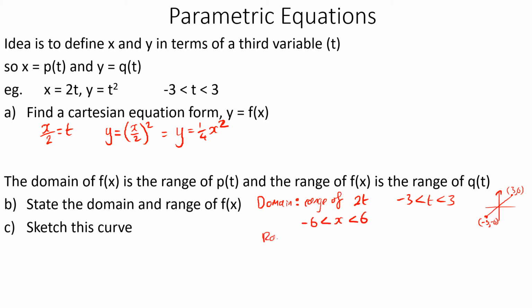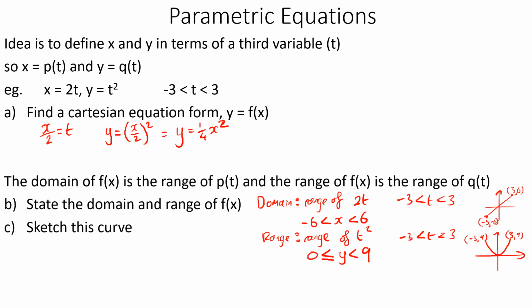Our range would be the range of what we're using to define the y values, which is t squared. And again, if we think about that between t is minus 3 and 3, we would get part of a quadratic function that would start at minus 3, 9 and would end at 3, 9. If you think about the range of that, it goes up from 0 to 9. So our range would be that y is between and including 0 up to 9. So that's our answer for that second part.